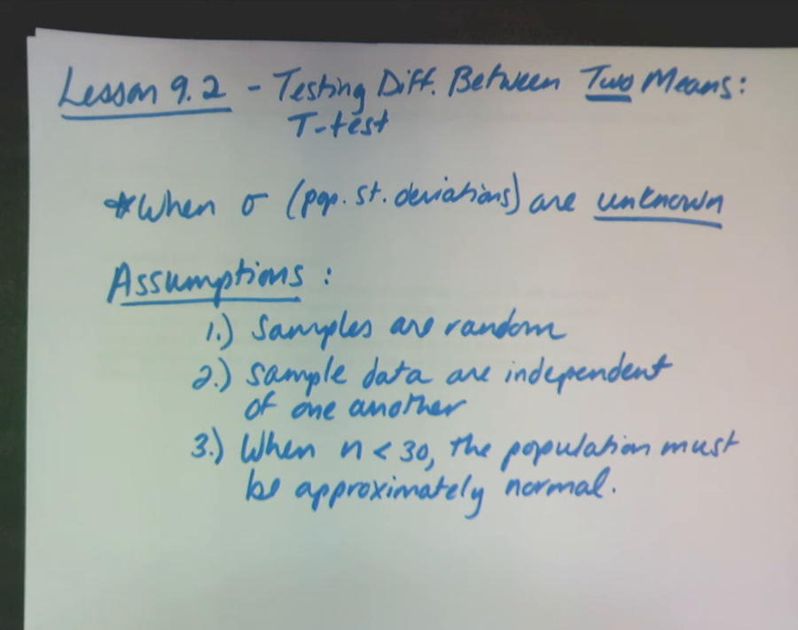And you've known this from the past. What does a t-test mean? Well, it means when the population standard deviations are unknown. These are your three assumptions. Again, you can pause this video to write these down.